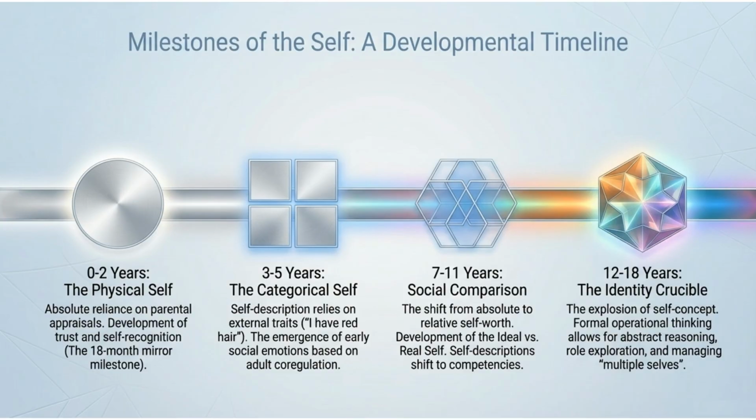Between 7 and 11 years old, something shifts. Children begin comparing themselves to their peers, rather than relying on absolute self-assessments. The exaggerated, I'm the best, gives way to a more nuanced, comparative self-evaluation. This is when the gap between the ideal self and the real self begins to open, and when academic confidence can become fragile. Finally, from 12 to 18, adolescents enter what we might call the identity crucible. Abstract thinking kicks in, allowing teenagers to contemplate hypothetical versions of themselves, to explore multiple roles, and to wrestle with questions like, who am I when no one is watching?